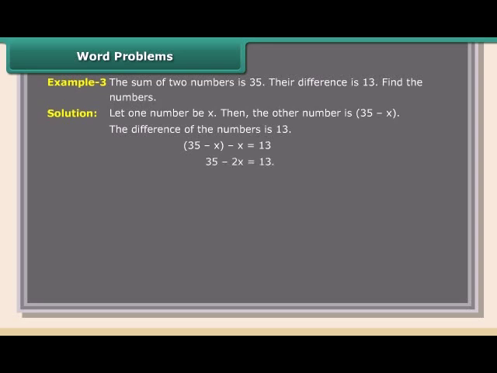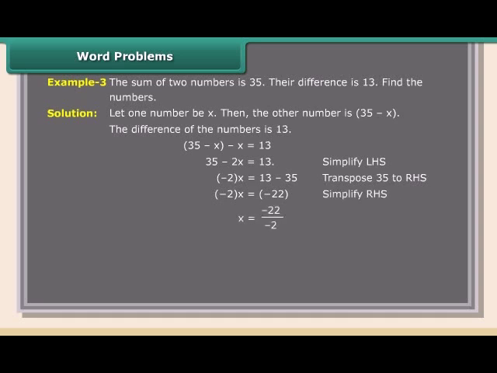x minus (35 minus x) is equal to 13. That is, 2x minus 35 is equal to 13. Simplify LHS. 2x is equal to 13 plus 35. Transpose 35 to RHS. 2x is equal to 48. Simplify RHS. Transpose 2 to RHS. x is equal to 24.